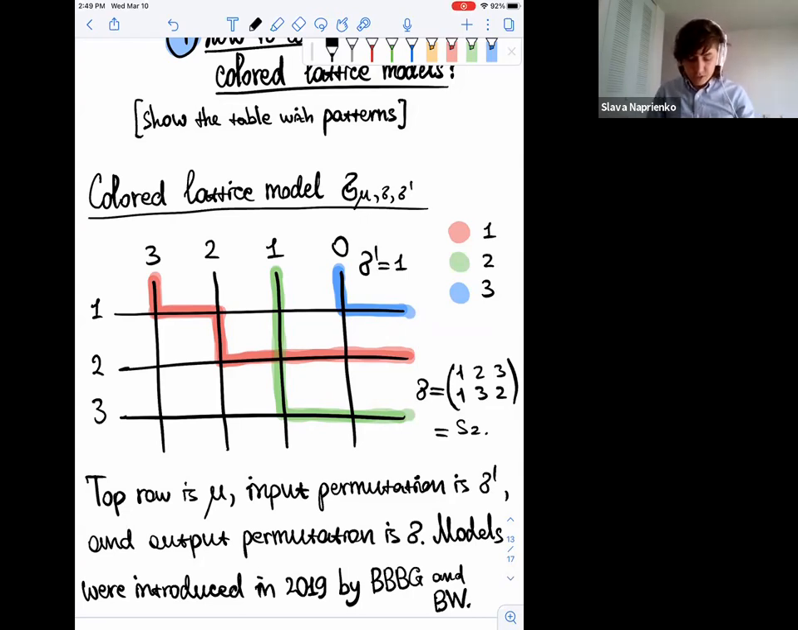And these kinds of models were actually introduced quite recently, in 2019, by Dan, Ben, Valentin, and Henrik on one side, and on the other side by Alexei Borodin and Michael Wheeler. So we're getting closer to something that is happening right now.